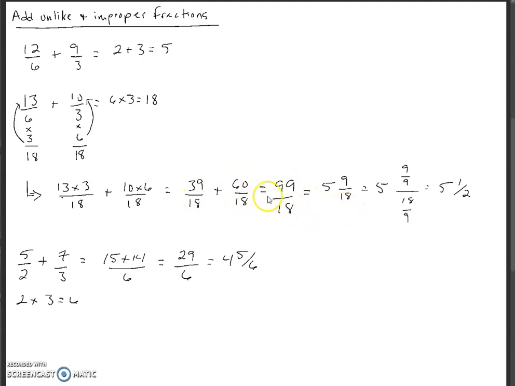Now, how many times does 18 go into 99? 5, and there's 9 18ths left. You can also reduce this again to 5.5. If we do the same thing, 5 over 2, 7 over 3, 2 times 3 gives us 6. So we're going to multiply the numerator by 3, numerator by 2, gives us 29 over 6, gives us 4 5/6.